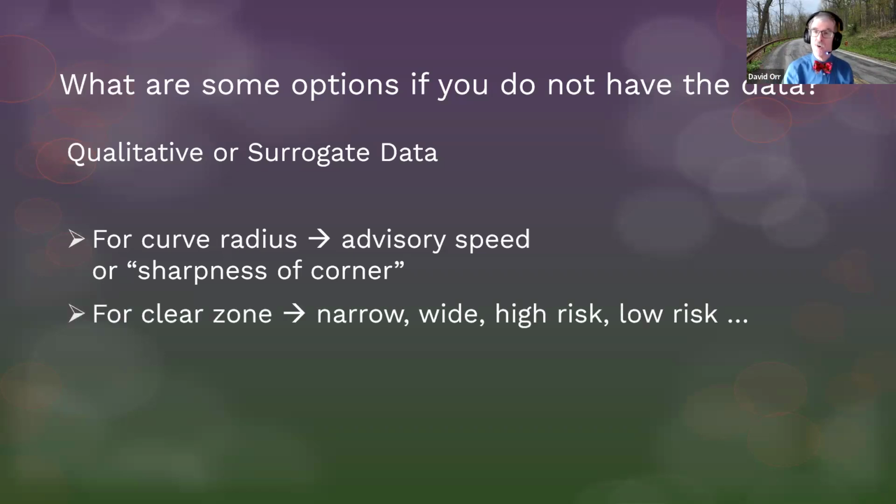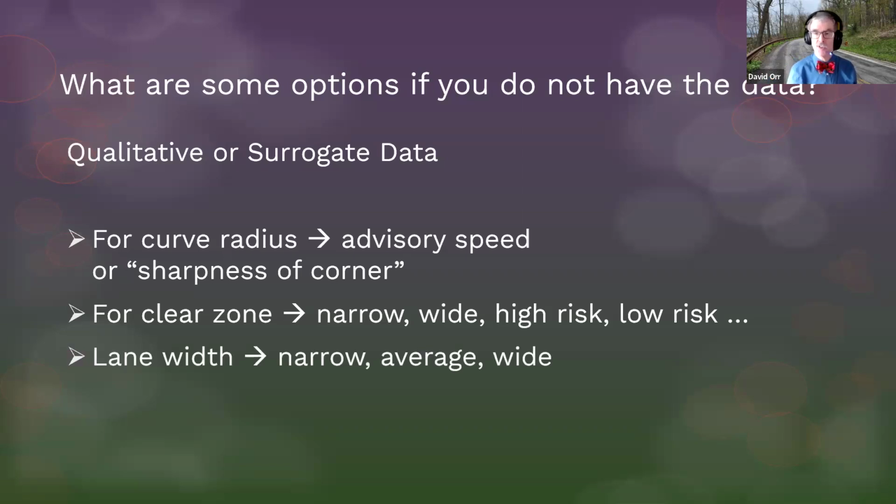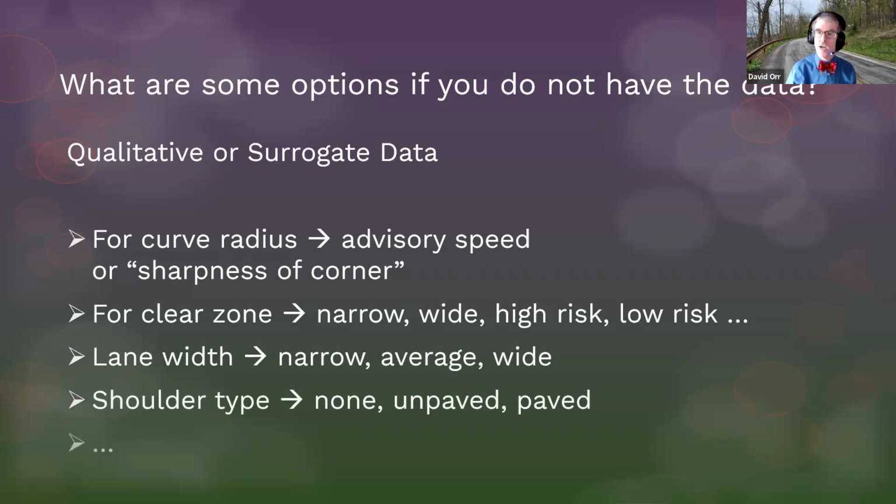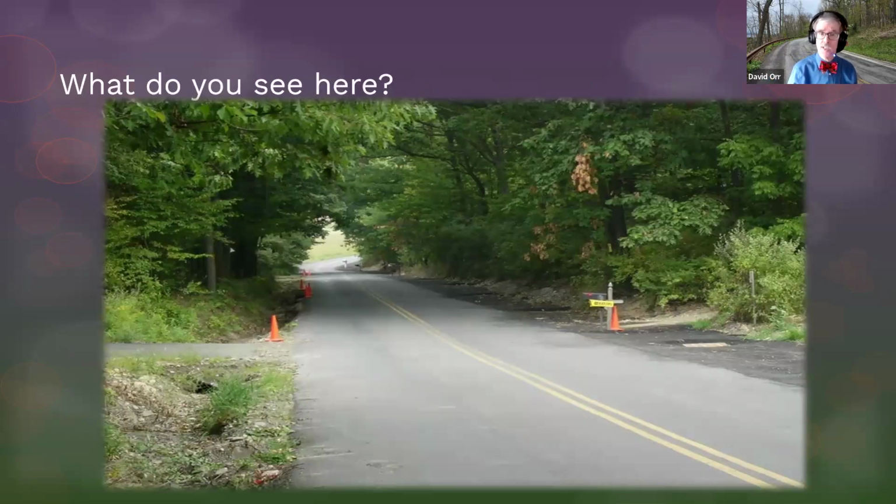For clear zones, maybe you don't want to go out and measure them, but you could drive down and qualitatively go, well, it's a narrow clear zone, it's a wide clear zone, there are a lot of trees on the bank, so it's high risk, it's protected by rails, so it's low risk, things like that. Lane width, again, you should have that, but there are things you could do pretty easily. You can probably think of some way to get some kind of differential or qualitative or surrogate data. So as an example, what do you see here? Throw it in the Q&A and I'll look at the Q&A while y'all are typing in. What do you see here?